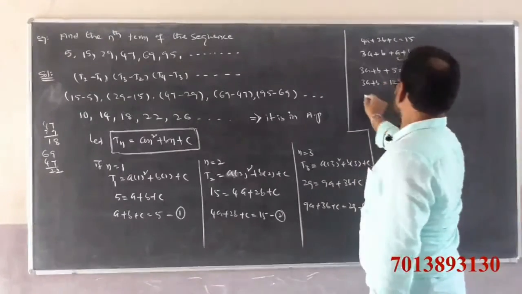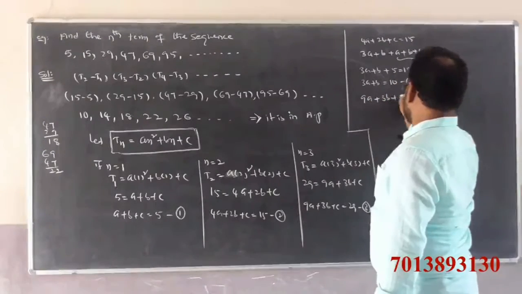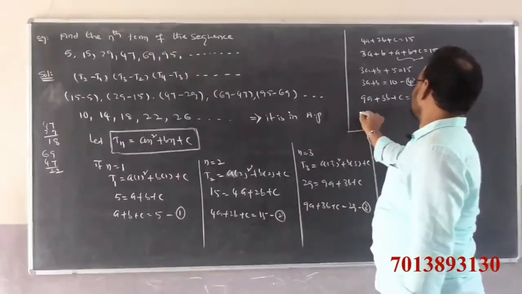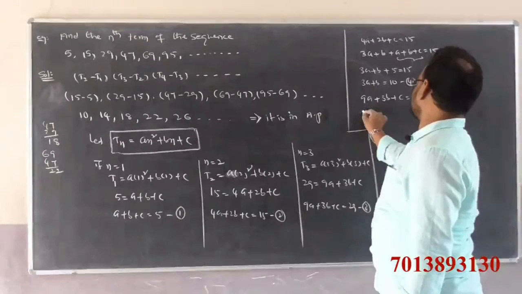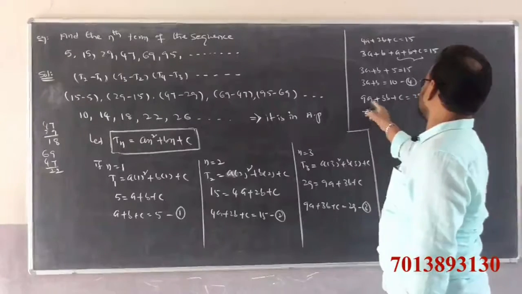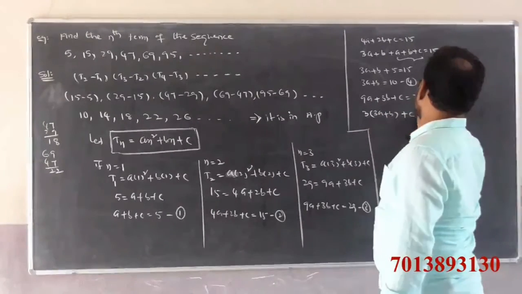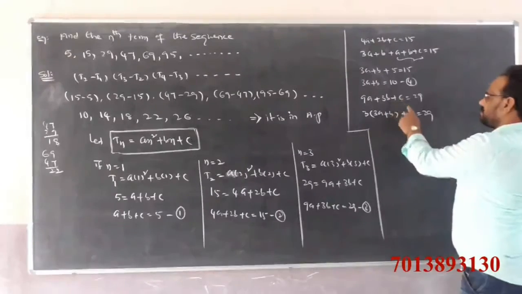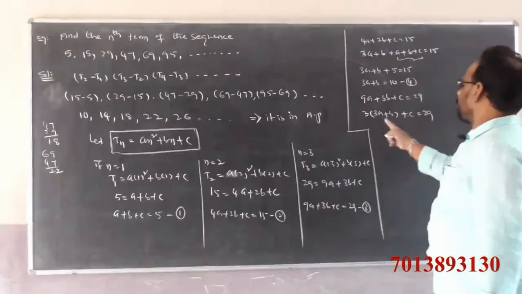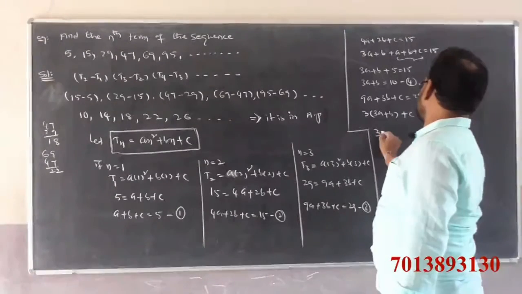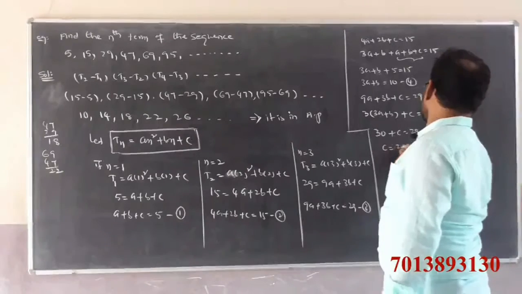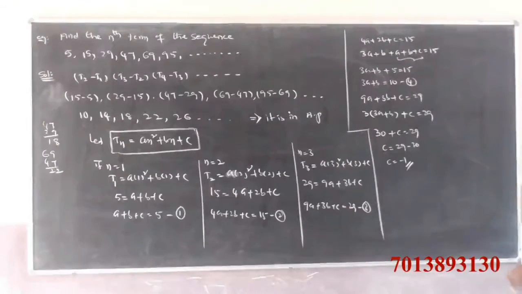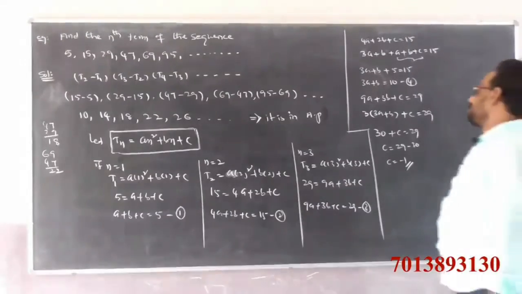Again, take equation number 3: 9A plus 3B plus C equals 29. This can be written as 3 into 3A plus B, plus C equals 29. 3 into 3A is 9A, 3 into B is 3B, plus C equals 29. 3A plus B value is 10. Substitute here, 3 tens are 30, plus C equals 29. C equals 29 minus 30, so C equals minus 1. Then we get A and B values.